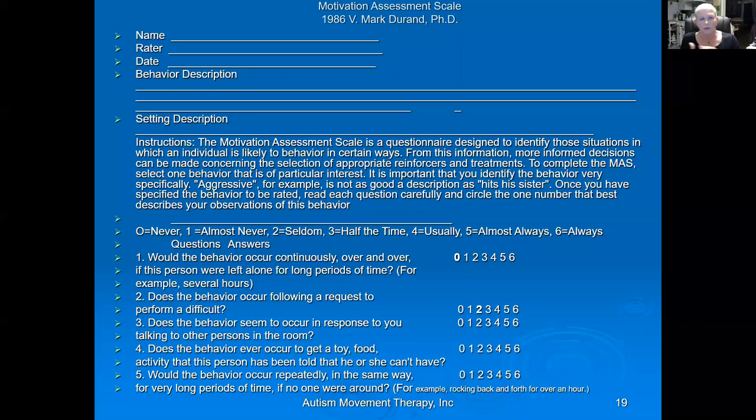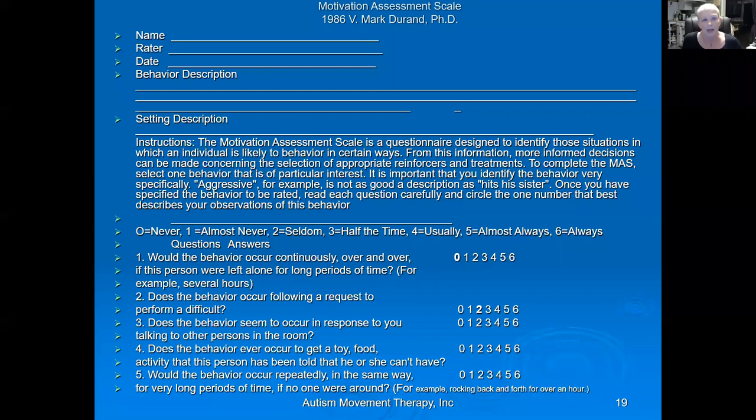Let's say that it was Liam in the math class and the teacher was saying, get out your math book and turn to page 192. And we saw Liam banging, lowering and raising his head 10 to 12 inches for 15 seconds. Would the behavior occur continuously over and over if this person were left alone for long periods of time? Well, probably not. So we're going to circle never. Number 2, does the behavior occur following a request to perform a difficult task? Ooh, yeah, he can't divide. So we're going to give him a 6, circle 6.